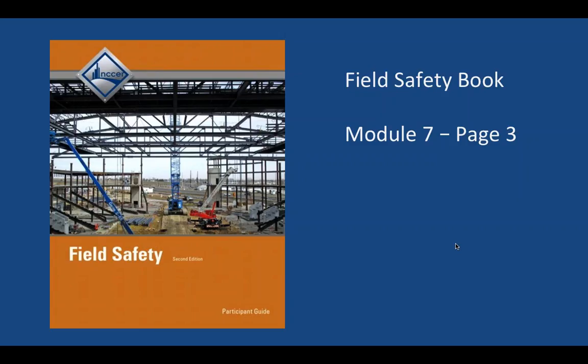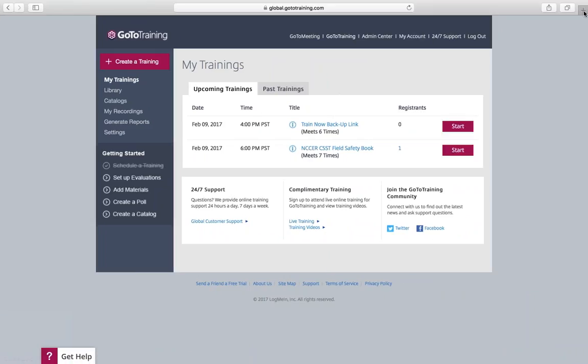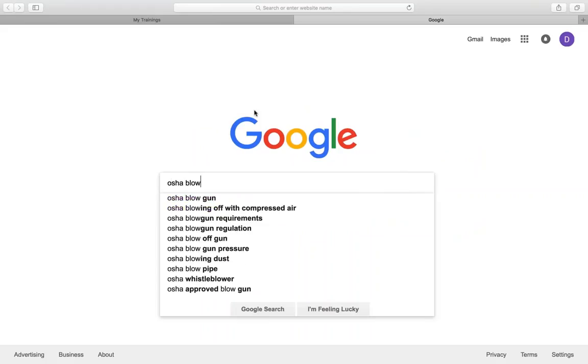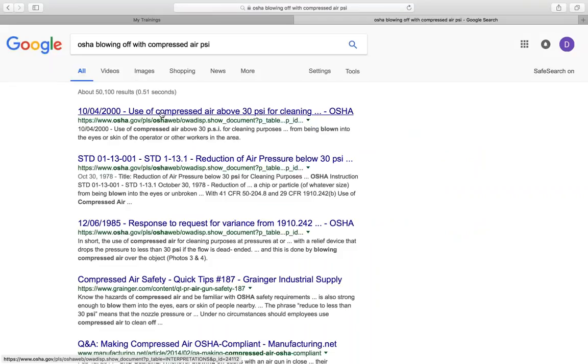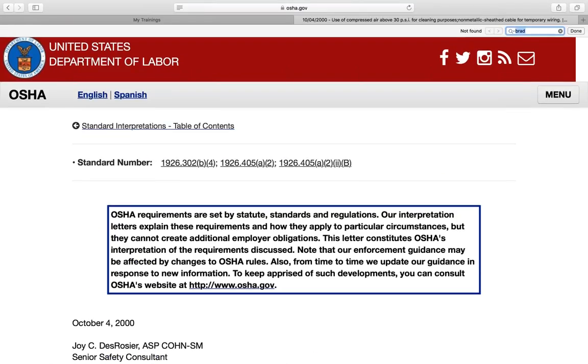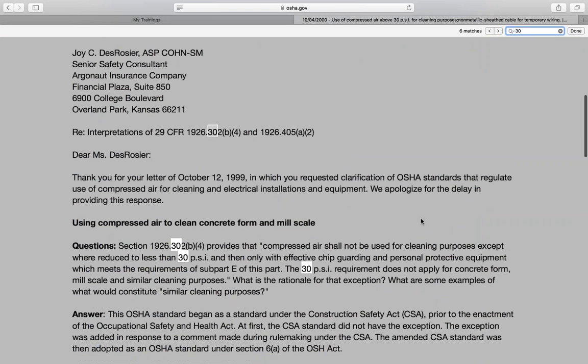And I'm going to show you the standard. As a matter of fact, let me go ahead and pull the standard up right now, okay? So anytime we're using compressed air, folks, that's what I'm doing right now, I'm pulling up the standard. I know it's 30 PSI is what the standard says, actually the letter of interpretation and the standard. And here you go.